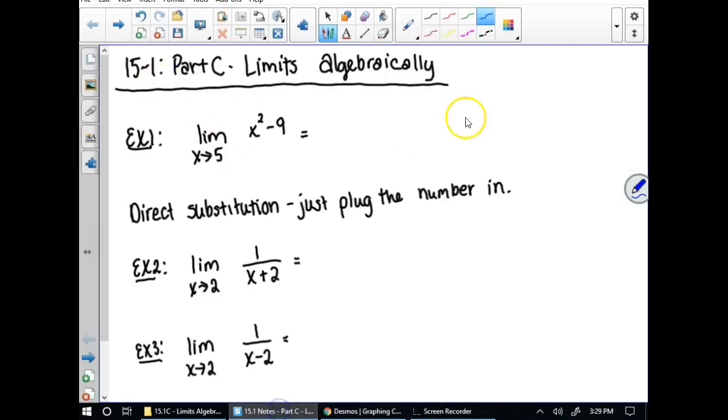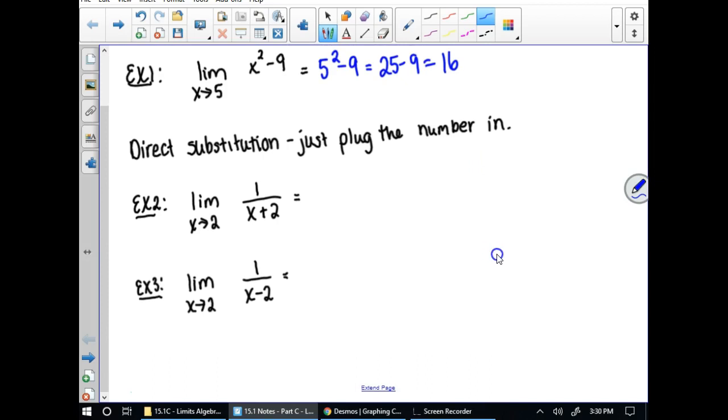So whenever you have a continuous function, your limit is super simple. All you're going to do here is plug the number in. So 5 squared minus 9 is going to equal 25 minus 9, which is 16. So there's your limit. Limit as x approaches 5 of x squared minus 9 is 16. We call this direct substitution, and for direct substitution, you just plug in the number.